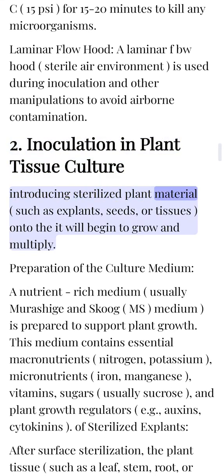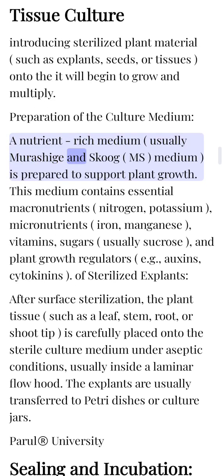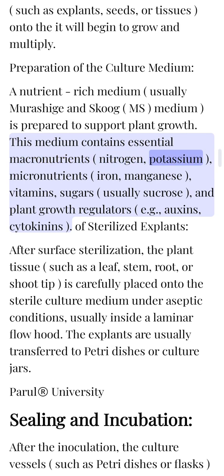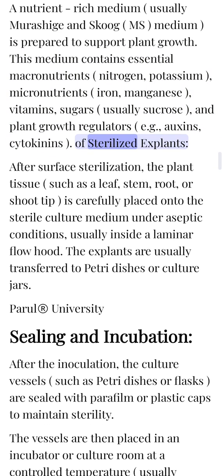2. Inoculation in plant tissue culture: introducing sterilized plant material, such as explants, seeds, or tissues, onto the culture medium where it will begin to grow and multiply. Preparation of the culture medium: a nutrient-rich medium, usually Murashige and Skoog, MS, medium, is prepared to support plant growth. This medium contains essential macronutrients, nitrogen, potassium, micronutrients, iron, manganese, vitamins, sugars, usually sucrose, and plant growth regulators, for example, auxins, cytokinins.